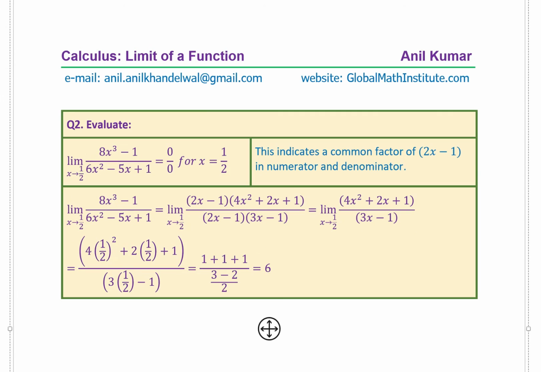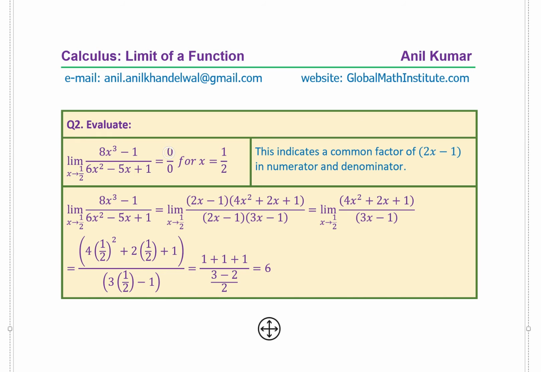Now we have the second question here, which is very similar. Again, a rational function, a cubic function on the top. Now, we have the limit of this rational function where x is approaching half. When I substitute half in this particular expression, I get 0 over 0. What does that really mean? Let's understand this.